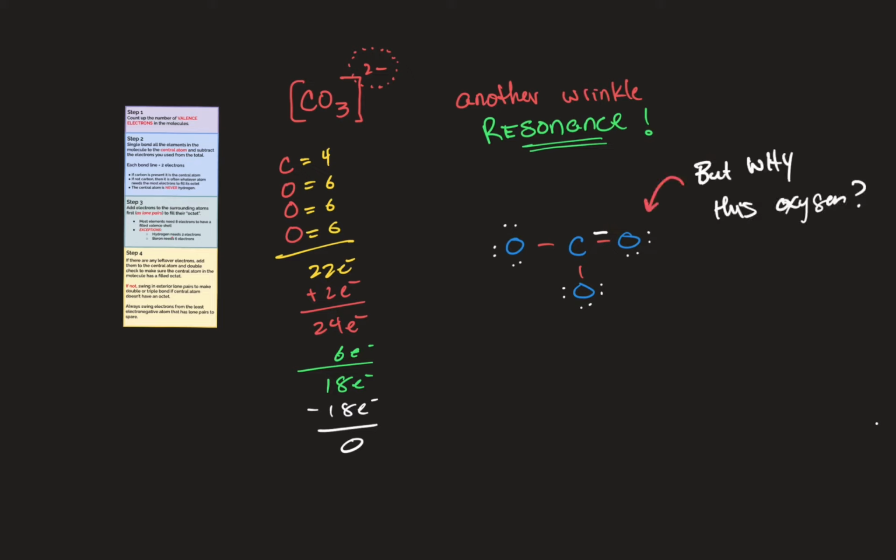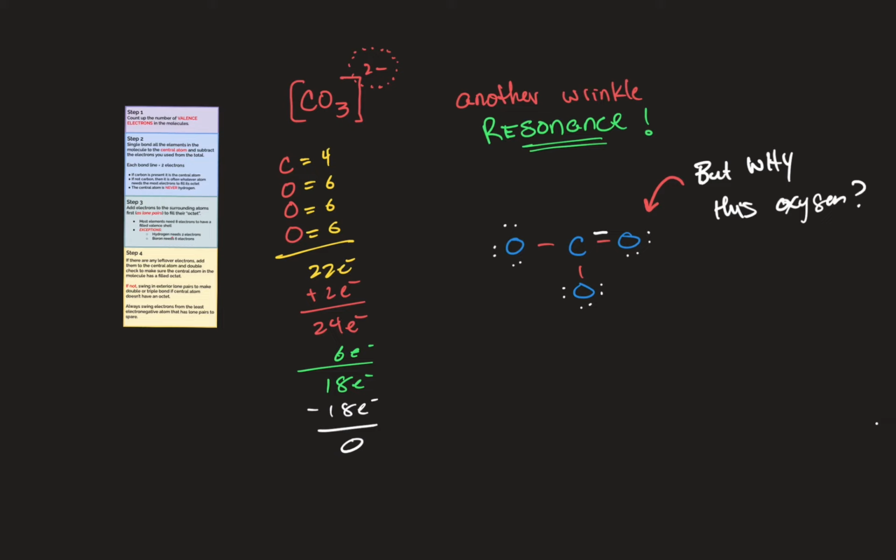Why did I choose this oxygen to take the electrons from, leaving these oxygens all to have 3 sets of lone pairs? Well, it turns out when we actually look at these molecules with instrumentation, none of those oxygens are single bonded to the carbon, and none of them are actually double bonded to the carbon. It's almost as if each carbon-oxygen bond is a 1 1/3 bond, which is kind of a weird thing, and it's not possible for us to draw.